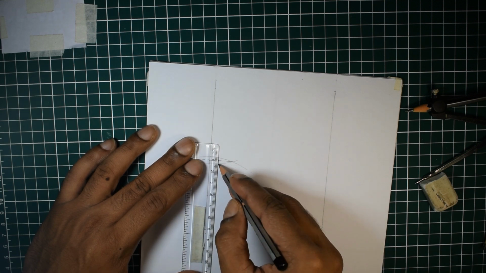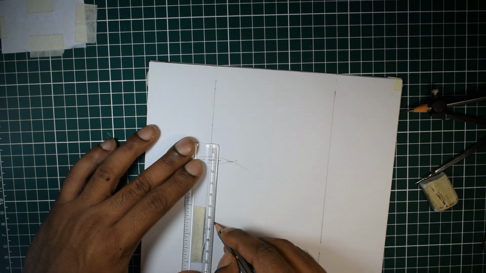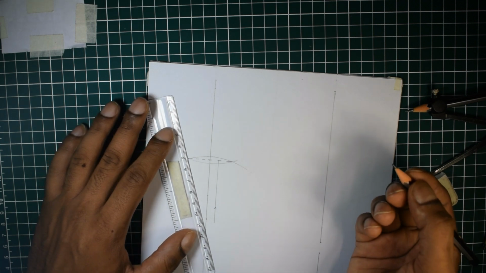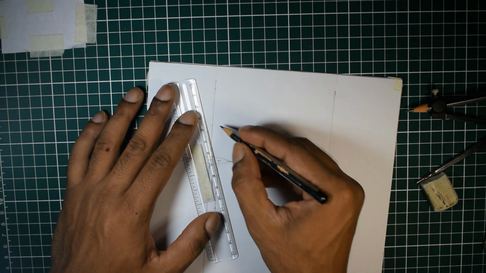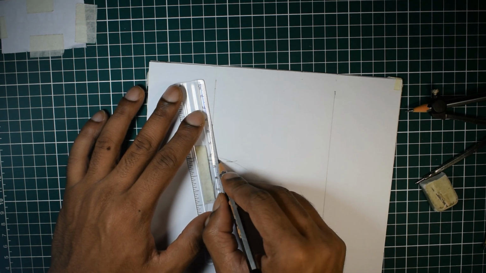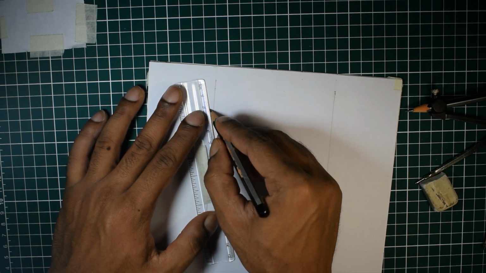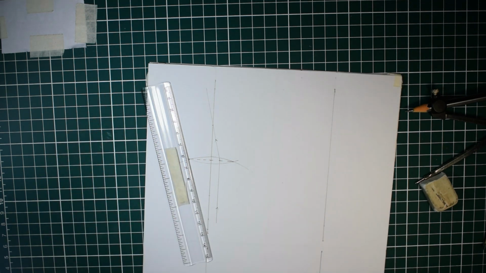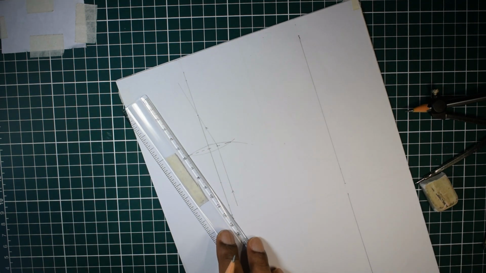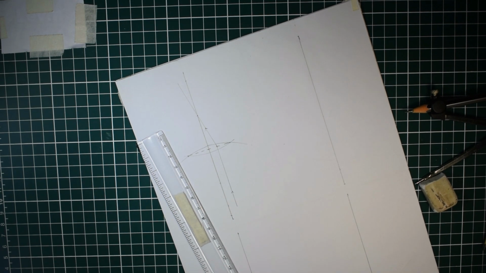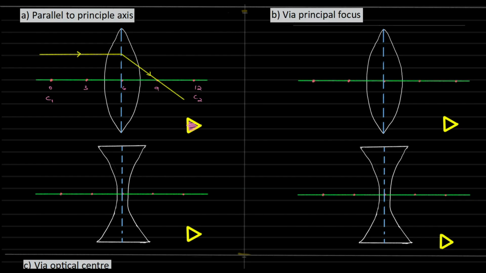I'm using a different pencil, I guess. I forgot that also. So this is your incident ray. It will get refracted, not reflected, refracted through the focus. It is getting refracted through the focus. So this you have to practice. Do it once, and in school you'll do it once and you will be done. So you need to practice that.